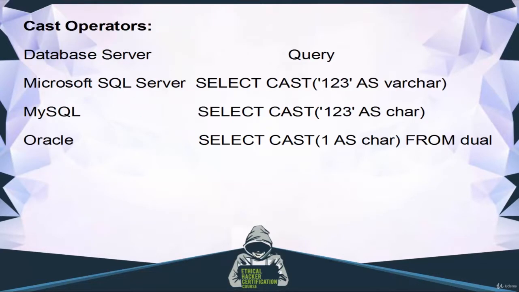Now let's see cast operators. Database server and query. For Microsoft SQL Server: select cast(123 as varchar). For MySQL: select cast(123 as char). For Oracle: select cast(1 as char) from dual.